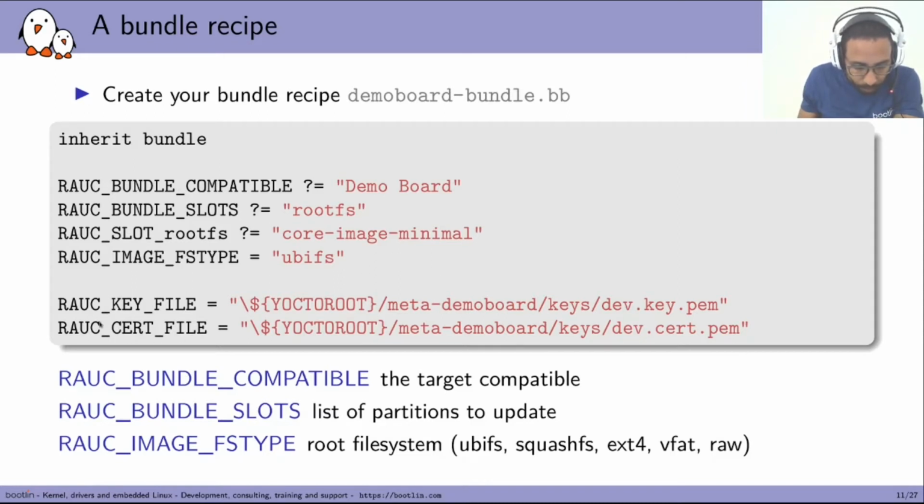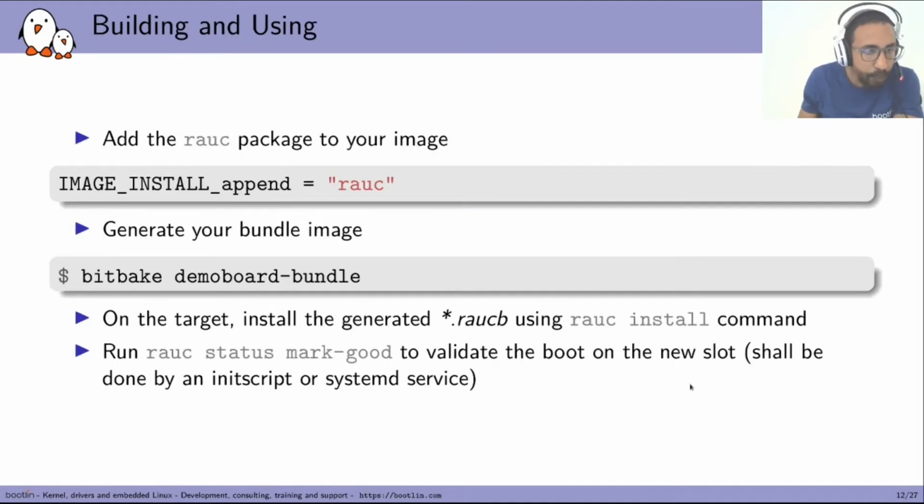And finally, you also may want to define the key used to sign your bundle. So we are almost done here because we just need to install RAUC on the target, on the image here, and we will be able then to generate a bundle for the image we described before, and then we can install.